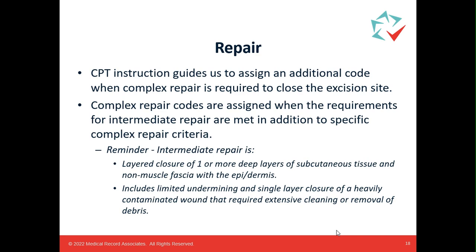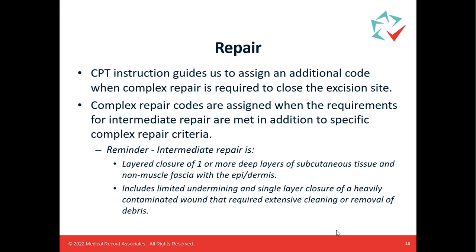Again, complex repair codes are assigned when the requirements for intermediate repair are met in addition to specific complex repair criteria. I use the AMA CPT Professional Edition, and it has a lot of instructional notes. Your book may or may not have those. If it doesn't, you can look into your CPT Assistant, but these definitions come from CPT directly. So in order to code complex repair, we have to meet the definition of intermediate repair first. Let's look at what that is.